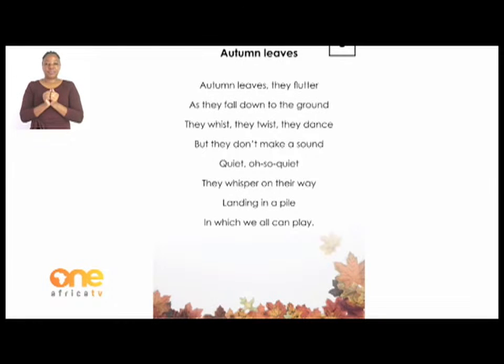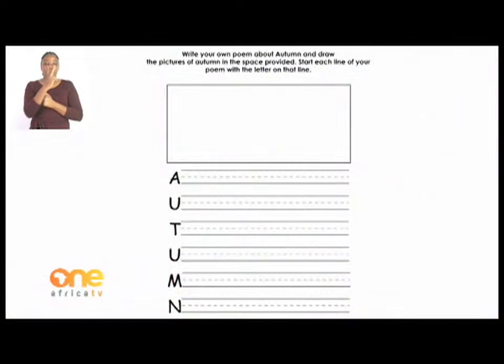Wonderful. Now I'd like you to please turn to page 29. On page 29, there is an instruction there for you that says write your own poem about autumn and draw the pictures of autumn in the space provided. So, you know what autumn looks like. We have been talking about it the whole week.